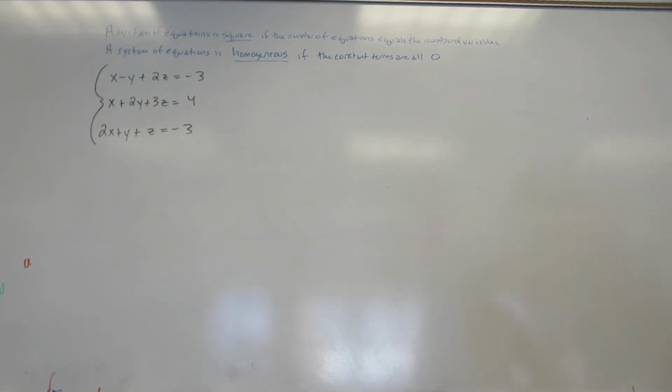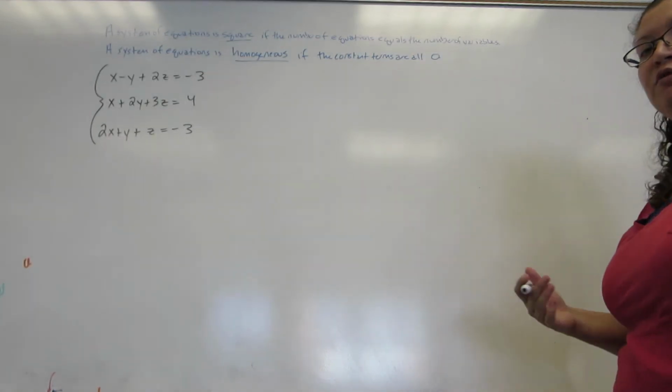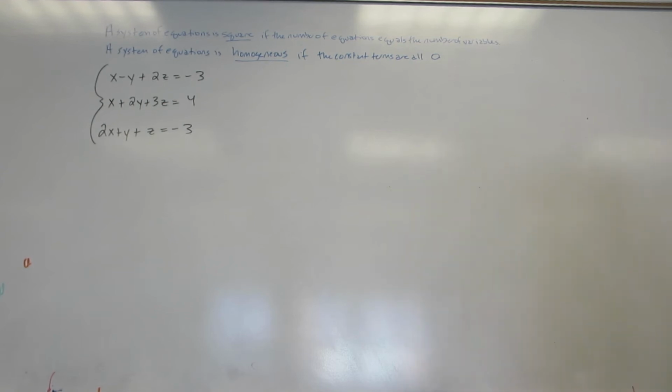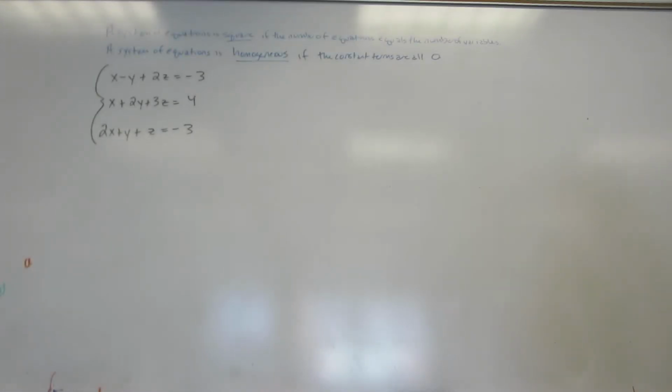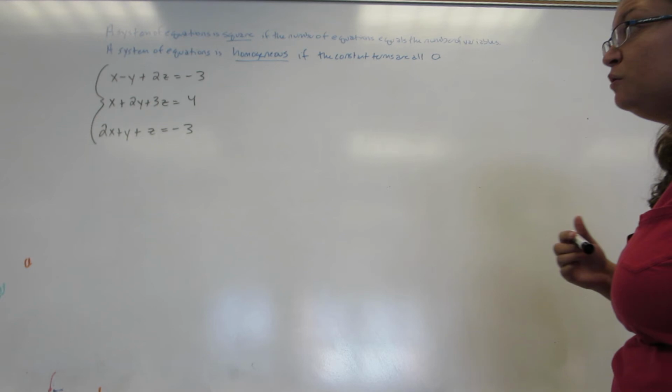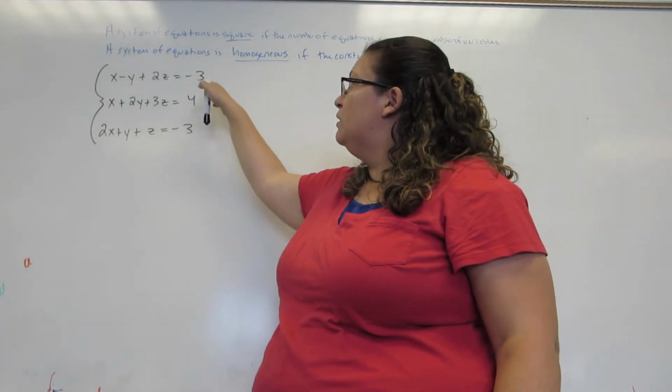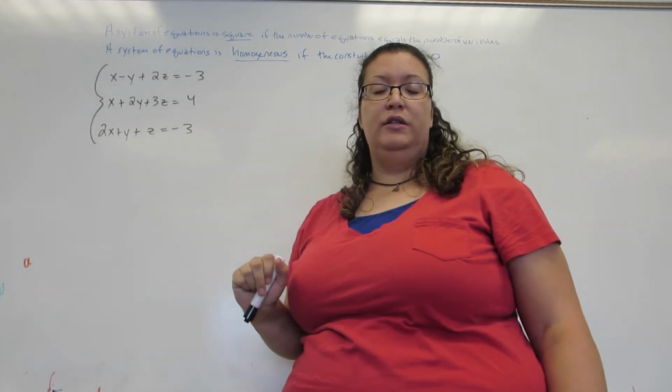Now we're going to use elimination to solve systems with more equations. A little bit of terminology first. A system of equations is called square if the number of equations equals the number of variables. So this is an example of a square 3x3 system: 3 equations, 3 variables. A system of equations is called homogeneous if the constant terms are all 0. So this one is not homogeneous because its constant terms are non-zero.